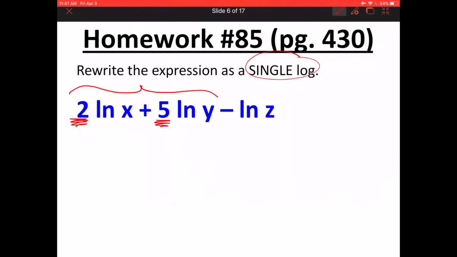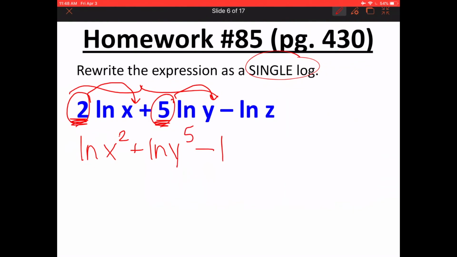This goes back to property 8. If I have these in front, I need to make that 2 an exponent, and I need to make that 5 an exponent. So I really have ln of x squared plus ln of y to the power of 5 minus ln z. So that's really what I'm working with. Okay, guys? Use those properties and apply the rules.